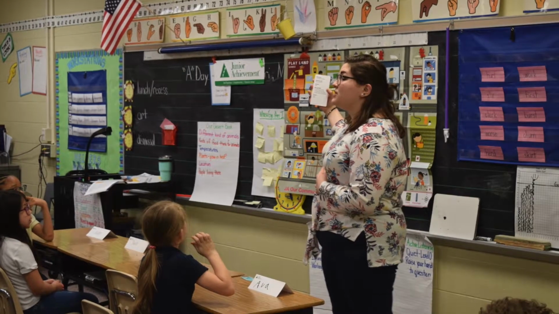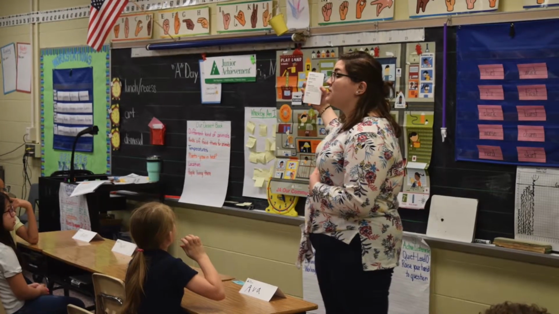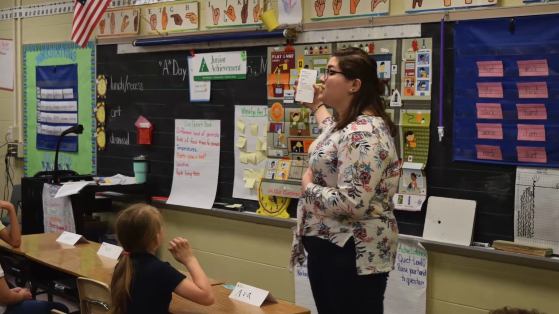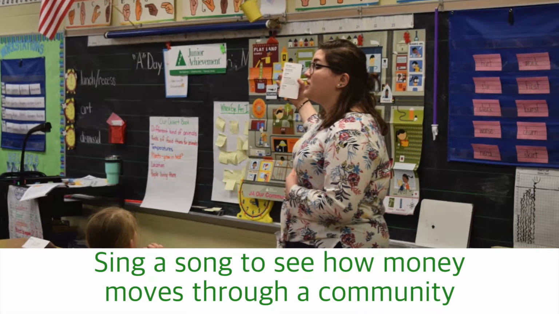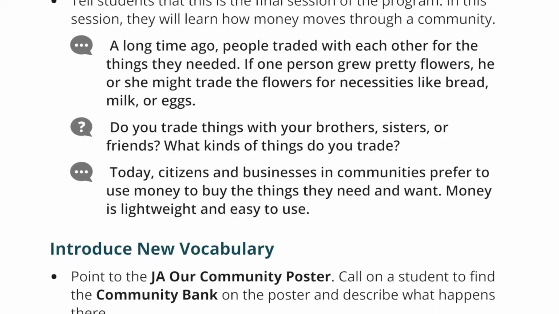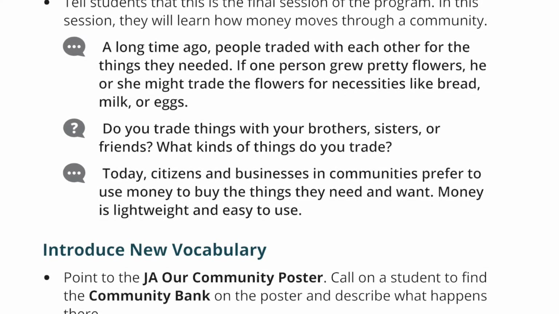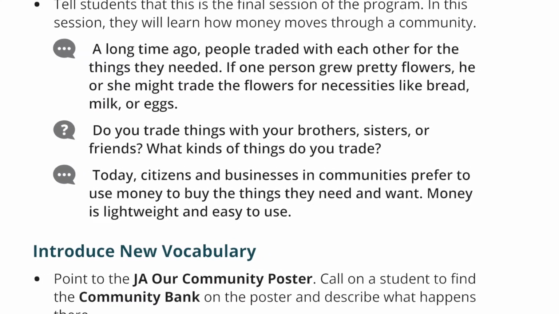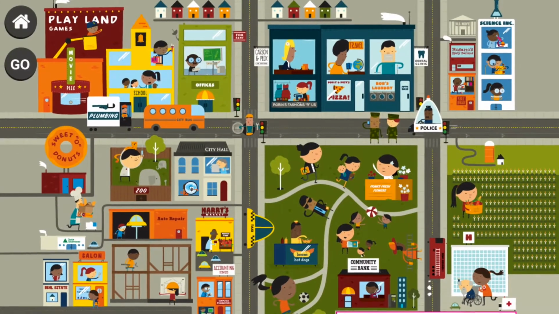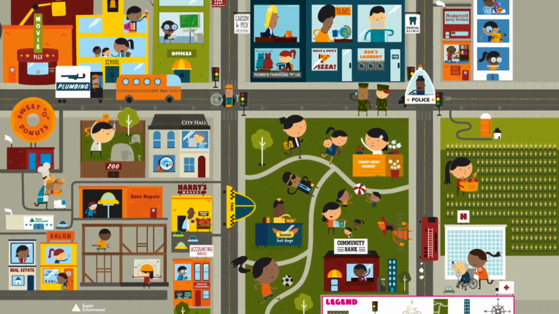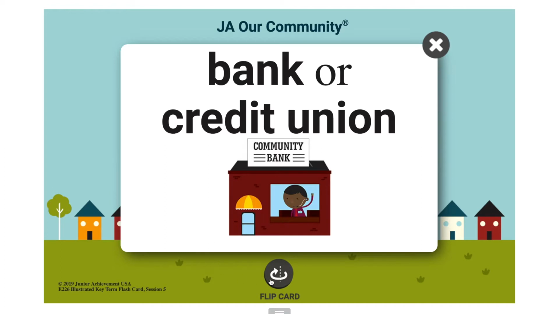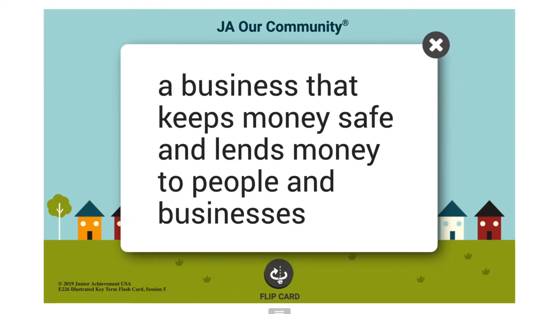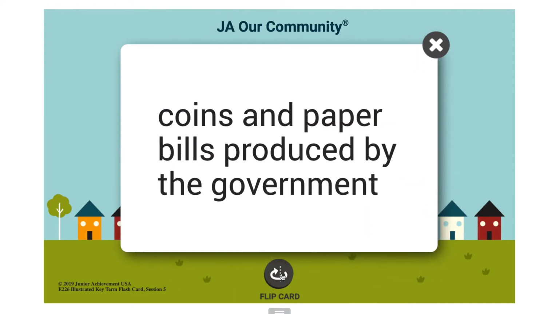Before moving on, take 2 or 3 minutes to review what students have learned so far today and tell them in the last session of the day they'll sing a song to see how money moves through a community. Use a volunteer guide to discuss how people spend money. Ask a student to find the community bank on the poster and describe what happens there. Display or project the session's vocabulary words and explain the new terms.